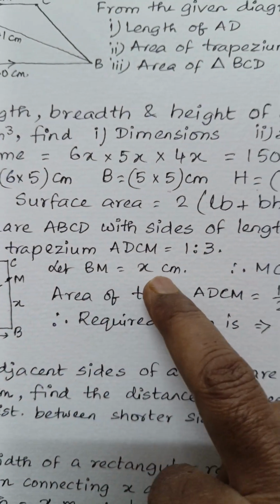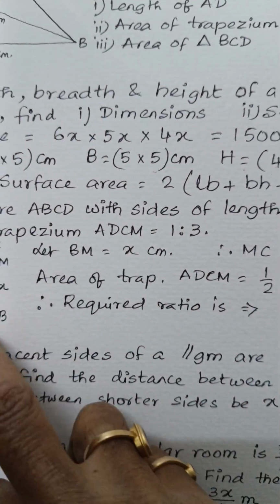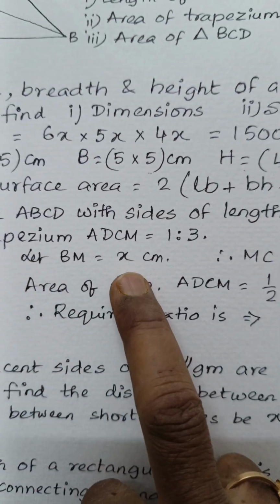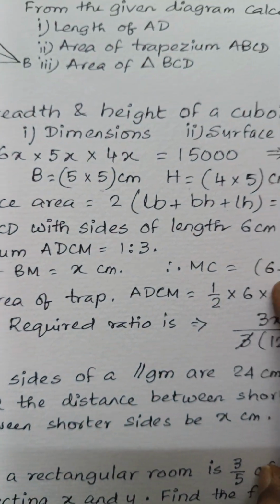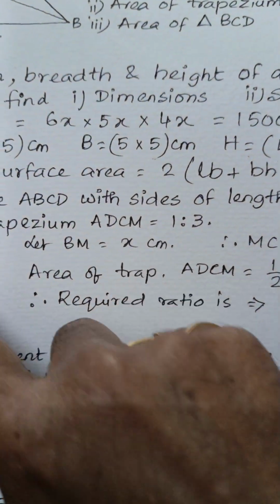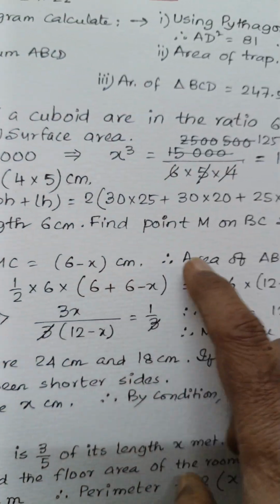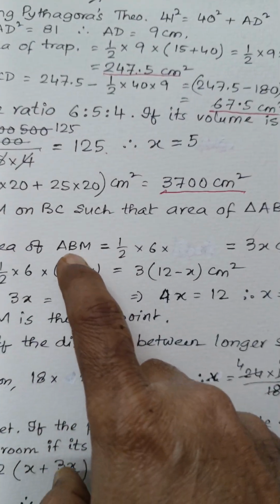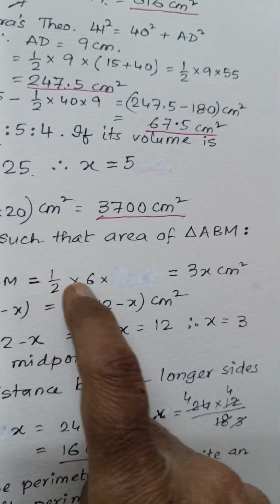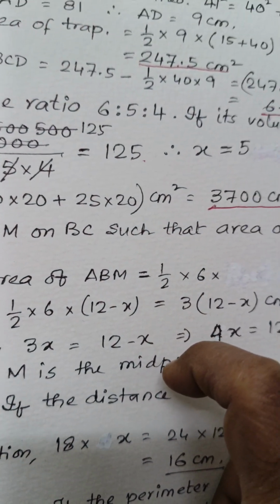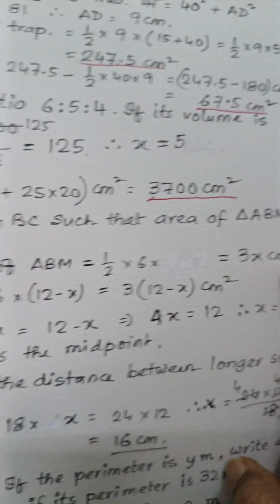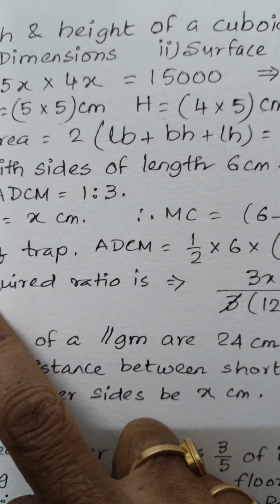this is 1:3. Let BM is equal to x centimeter. We don't know this. Let this be x centimeter. Therefore, MC means this one. MC is equal to 6 minus x. The total is 6. We get 6 minus x. Therefore, area of triangle ABM is equal to half into base into height. That is half into 6 into x. That is 3x square centimeter.